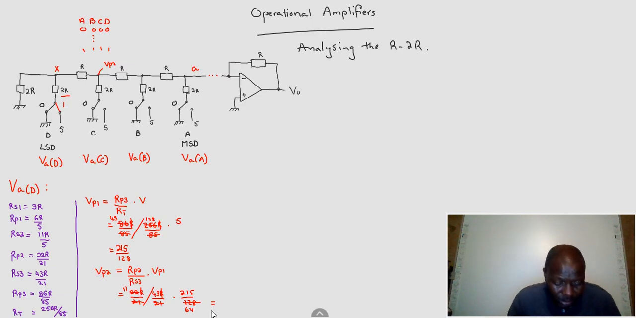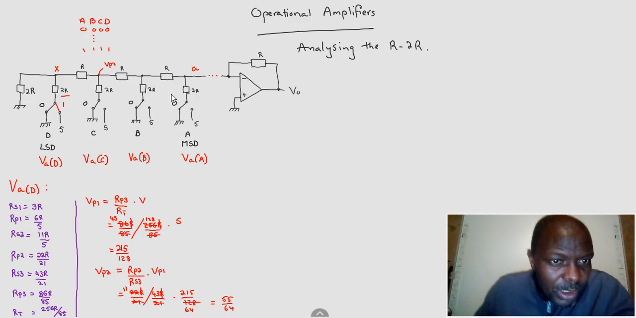Okay, which is going to be equal to 11 times 2, 15, divided by 43 times 64. That is 55 over 64. So this is 55 over 64, so we keep that there.